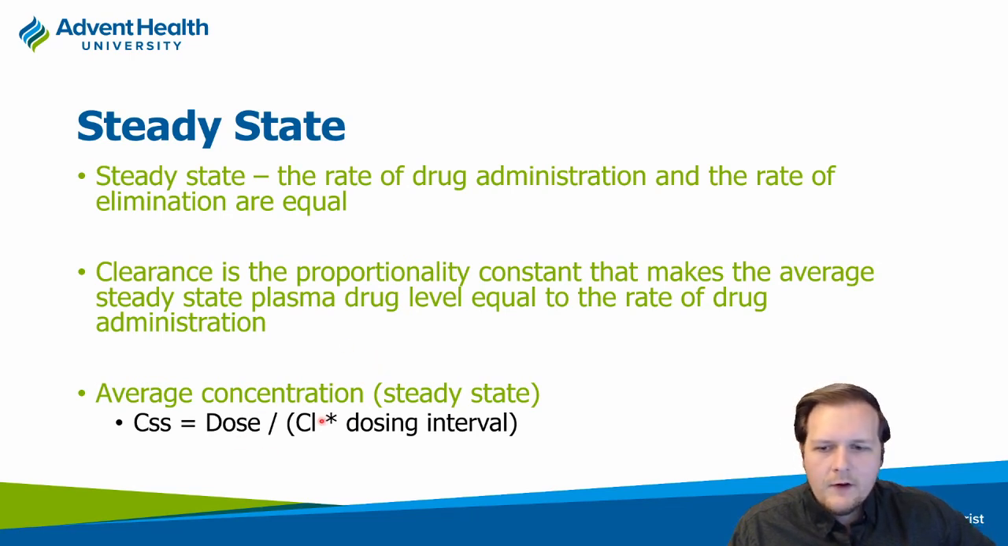And so the way we figure this out is our steady state concentration is going to be equal to the dose we're putting in, divided by the clearance times the dosing interval. And that dosing interval is usually in hours.